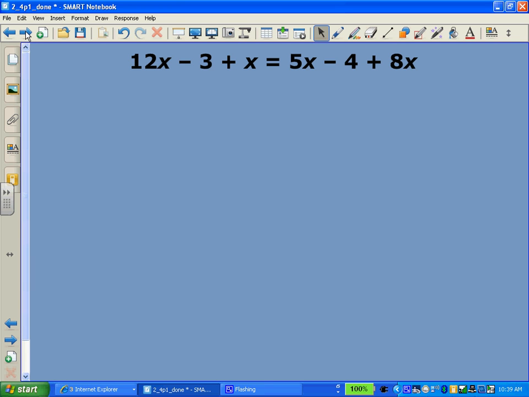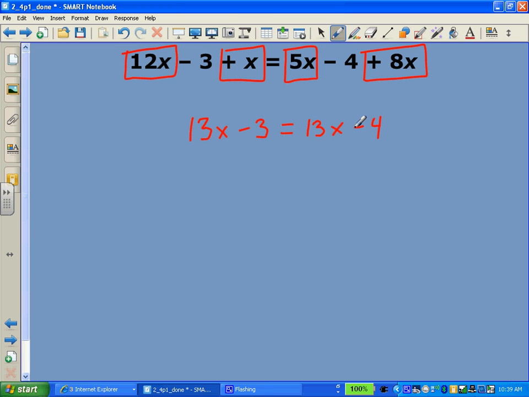Let's look at another one. Again, it looks just like any other equation, so let's start to solve it. I have 12x and x, so that's 13x. Over here I have 5x and 8x, so that's 13x minus 4.